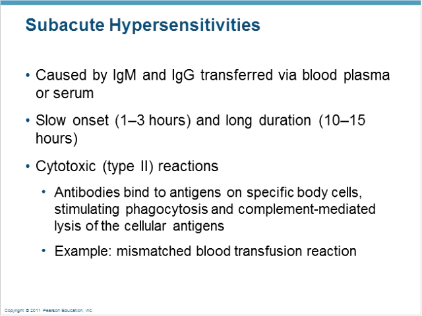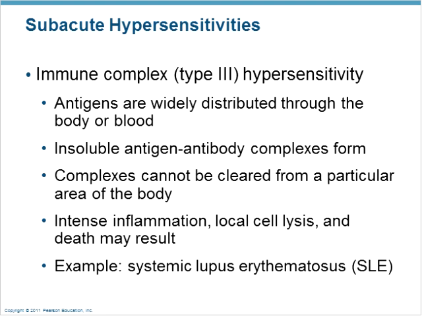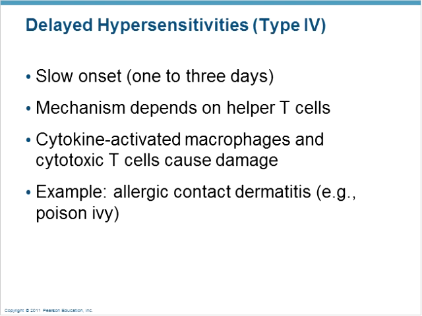We also have a type 3 reaction, which is a subacute hypersensitive reaction, an immune complex type 3 hypersensitivity. Antigens are widely distributed throughout the body or blood. Insoluble antigen-antibody complexes form. Complexes cannot be cleared from a particular area of the body, and intense inflammation, local cell lysis, and death result. Example is systemic lupus erythematosus, SLE. SLE is really an autoimmune disease of your body. It attacks all your organs.